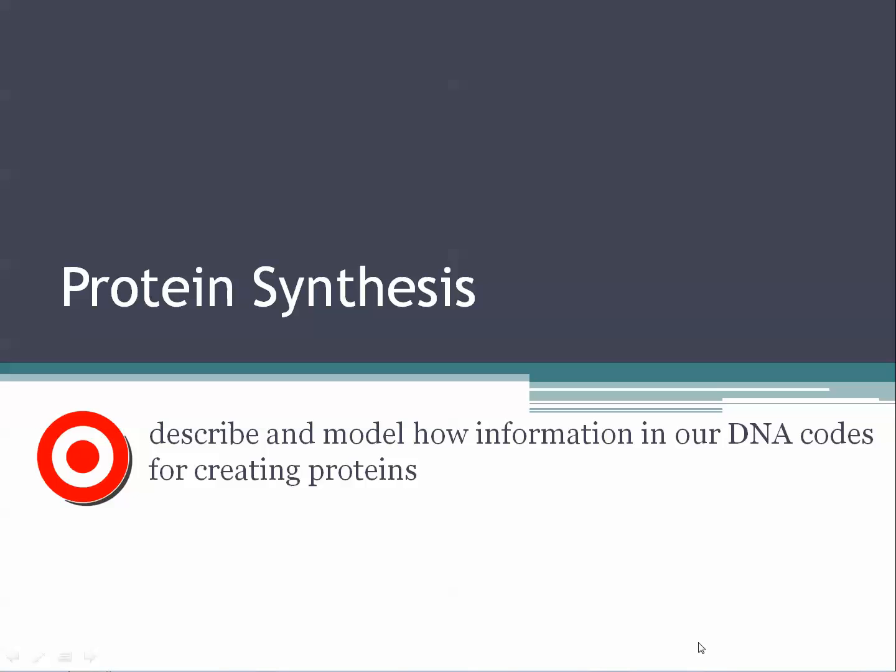Today we're going to be talking about protein synthesis. That is actually two processes, both transcription and translation. And we are going to follow the target that we want you to be able to describe and model how information in DNA codes for creating proteins.